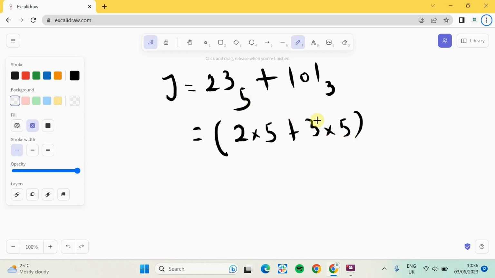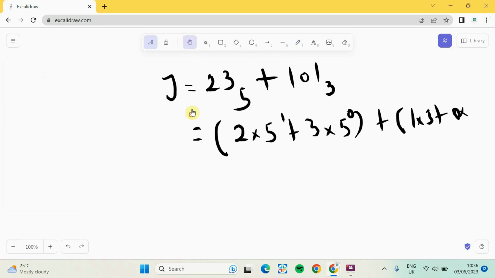After we do that, from the videos we've been doing, we said we give them powers from right to left, starting from 0. So this is 0 and this is 1, right? Plus, let's convert this guy to base 10. That will be 1 times 3, plus 0 times 3.